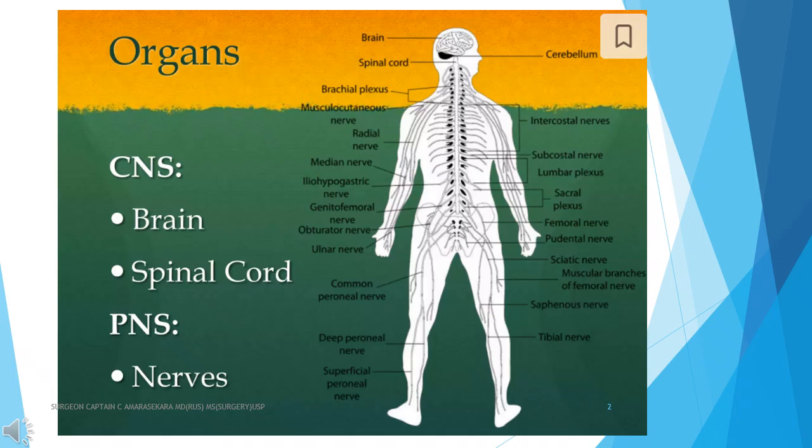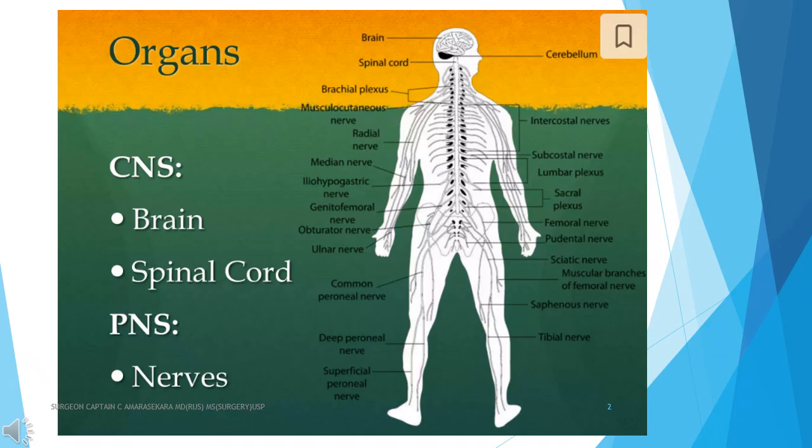PNS. The PNS includes all neural structures outside the CNS. It connects the CNS to the limbs and organs, enabling voluntary movement, reflex arcs, and sensory perception. Here we see key components like brachial plexus, lumbar plexus, sacral plexus, which give rise to nerves such as radial, median, sciatic, and femoral, each with distinct motor and sensory territories.